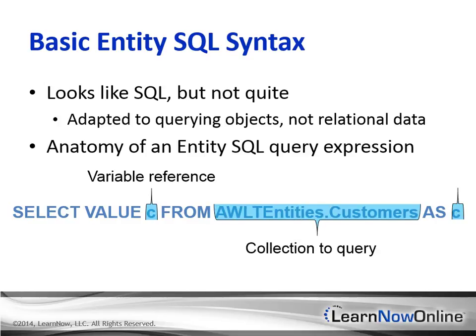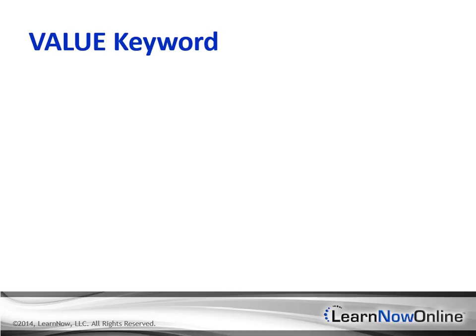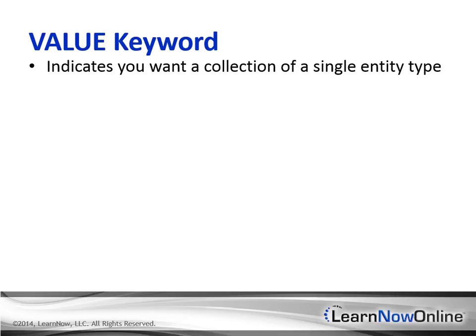All right, then it also specifies the collection that it wants to query, as well as the value keyword. Now, value is kind of an interesting part of an Entity SQL statement. The value keyword indicates that you want to return a collection of a single type. In this case, in the code I just showed you, it was a collection of customer entities.